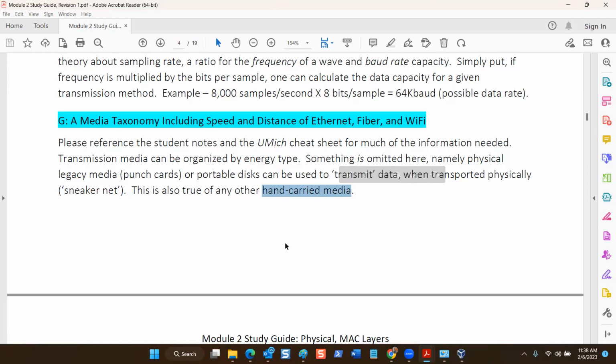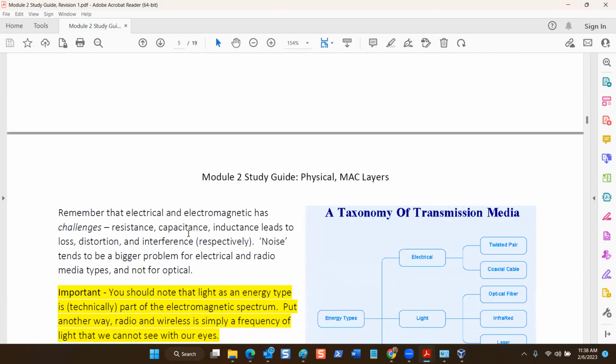So SneakerNet would be, okay, I can't transmit this, it's too big. Let's put it on a thumb drive and I'll carry it to the next screen on a thumb drive. That's Sneaker Network, in case you hadn't heard that before.